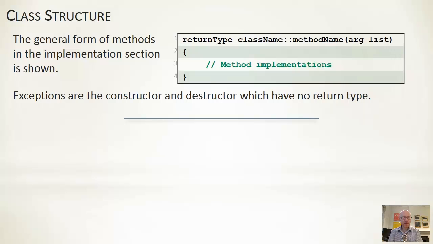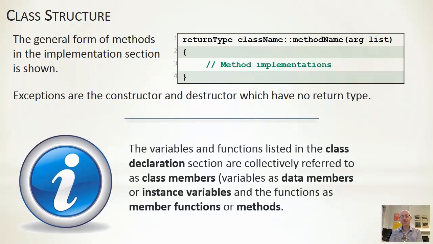The variables and functions listed in the class declaration section, we call them class members, or data members, or instance variables. For functions, we can refer to them as member functions or methods. I generally talk about methods within a class or properties within it, but it's a common enough lexicon for doing this.